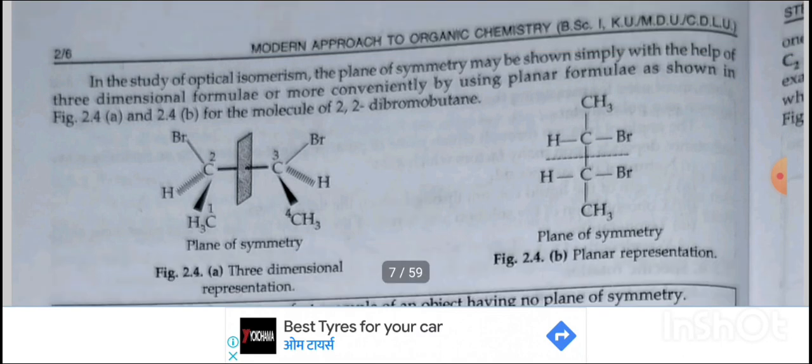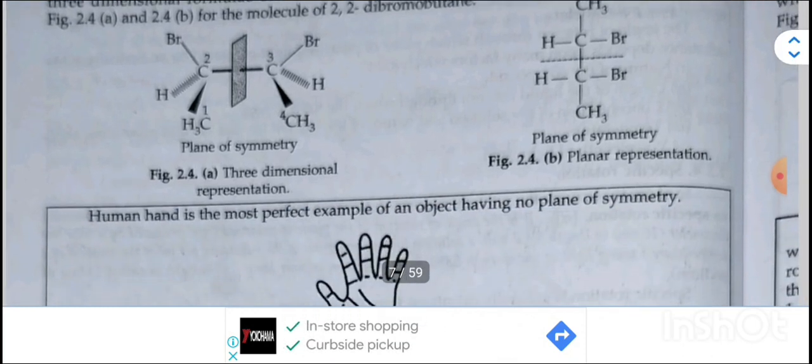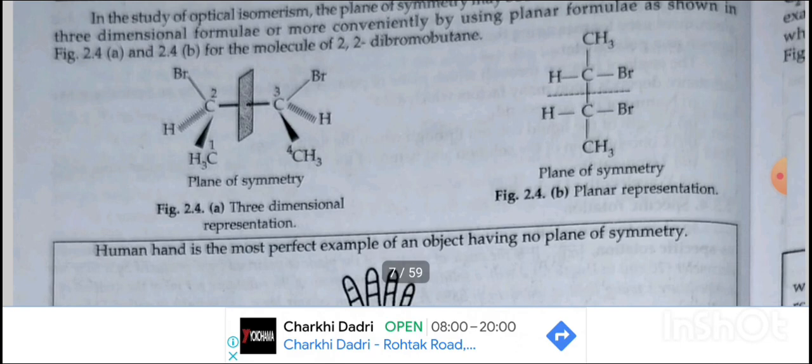In the study of optical isomerism, the plane of symmetry may be shown simply with the help of a three-dimensional formula, or more conveniently by using planar formulas, such as POS, plane of symmetry, that is 2,2-dibromobutane.